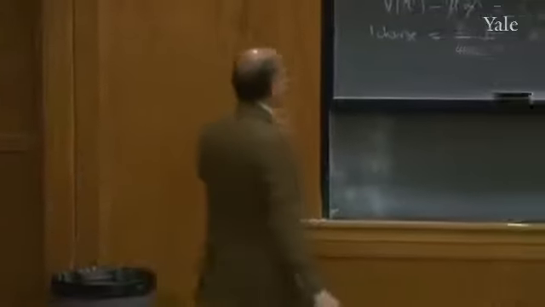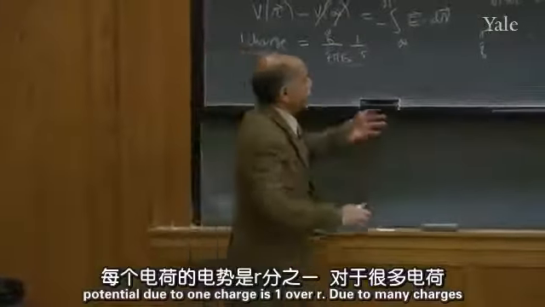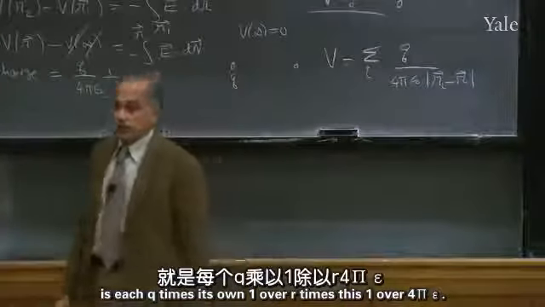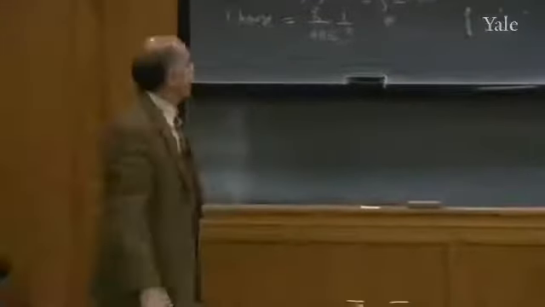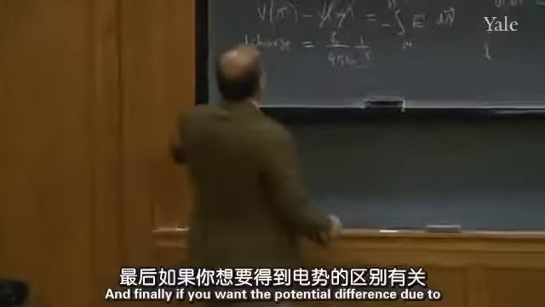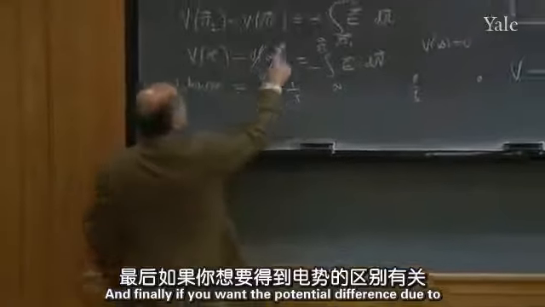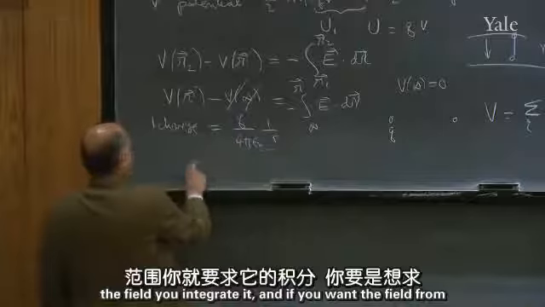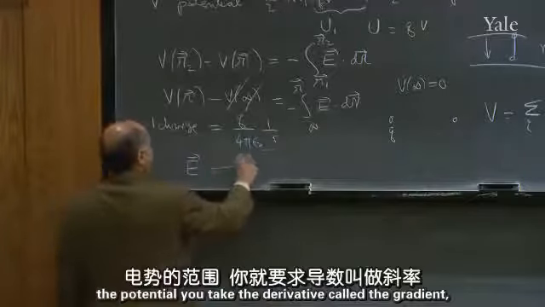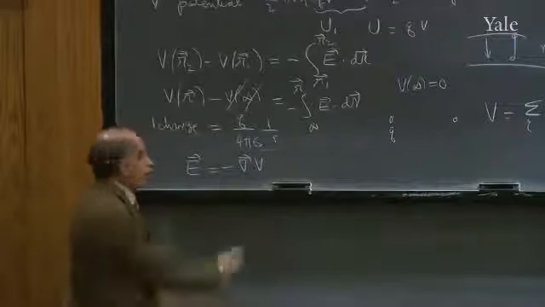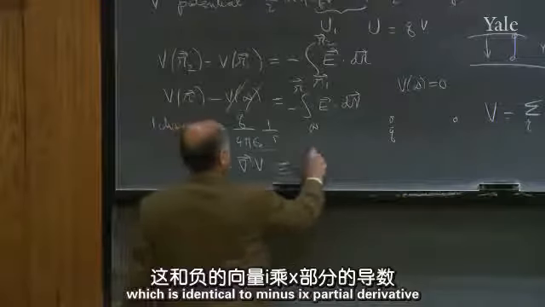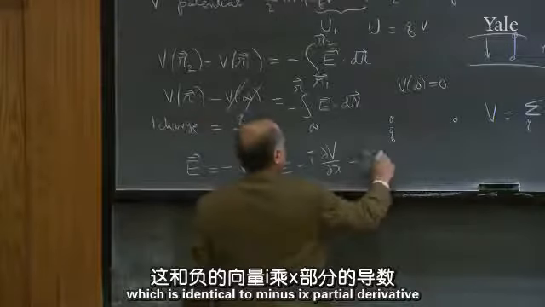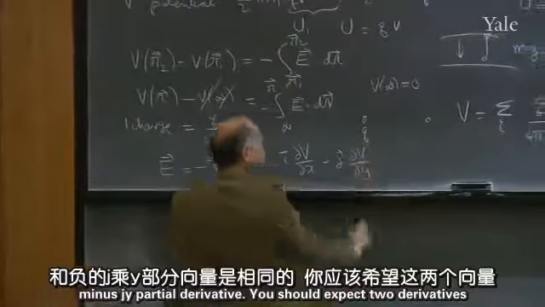Okay, the Coulomb potential due to one charge is 1 over r, due to many charges is each q times its own 1 over r times this 1 over 4 pi epsilon 0. And finally, if you want the potential difference due to the field, you integrate it. And if you want the field from the potential, you take the derivative called the gradient, which is identical to minus i times the x partial derivative, minus j times the y partial derivative.